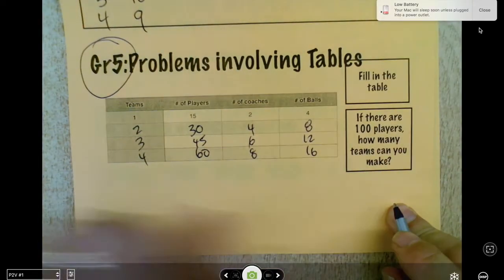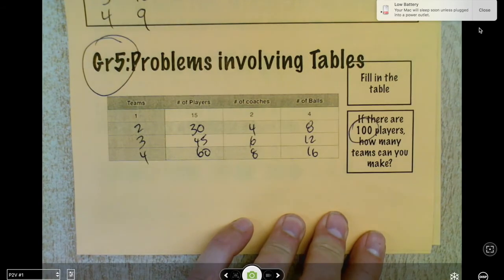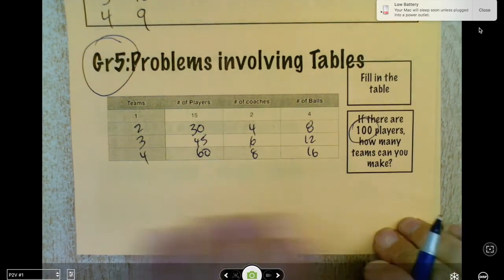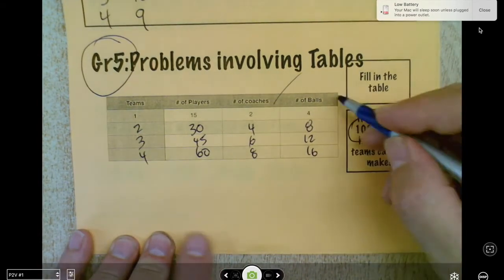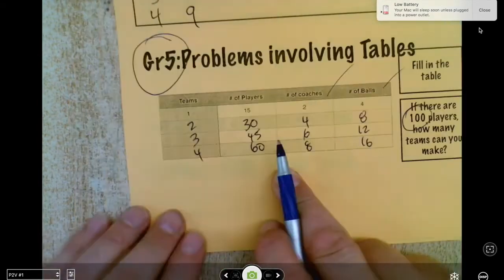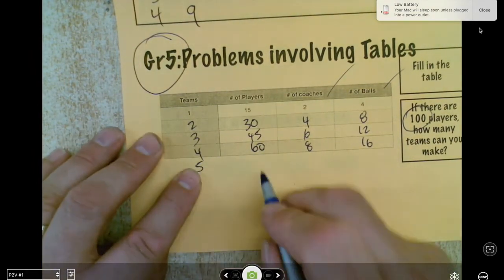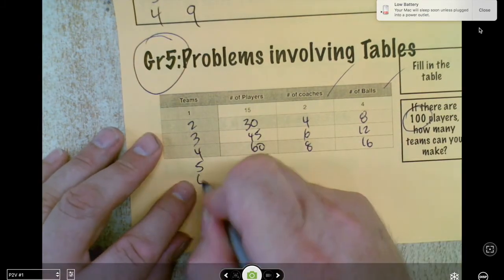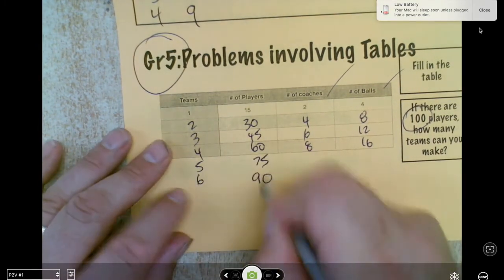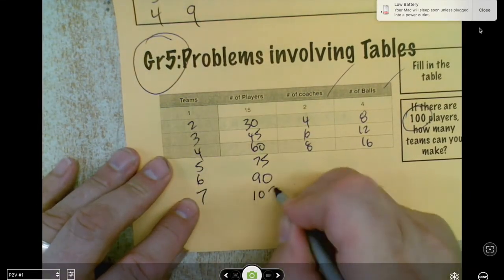So usually they ask you to fill in a table, but then they'll ask you, well, if you have 100 players, how many teams can you make? Really, for something like this, it doesn't ask me about coaches, doesn't ask me about balls, but it does ask me about players. One way to do this is just keep going. 5 teams will make 75. I'm not there yet. 6 teams will make, I need 90 players. And 7 teams will give me 105 players.